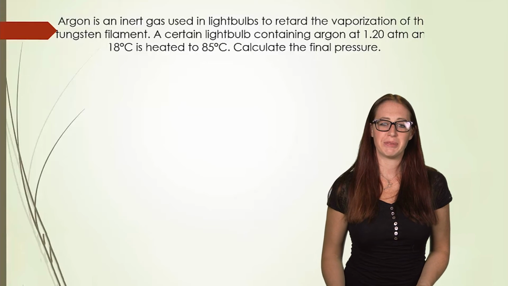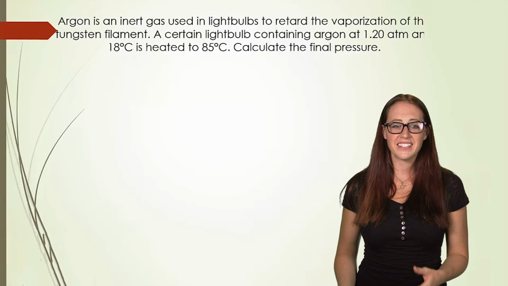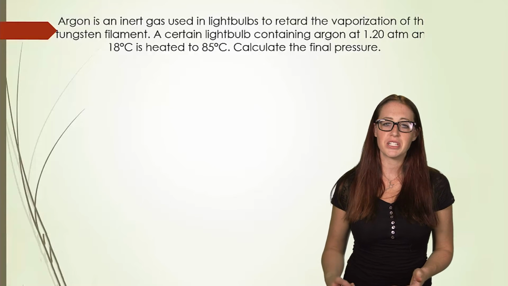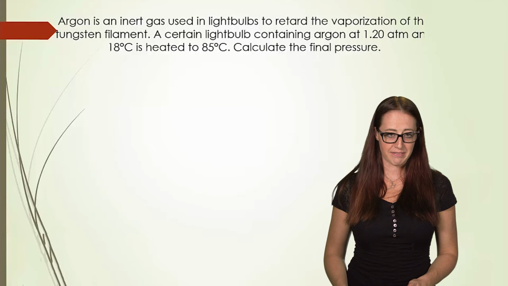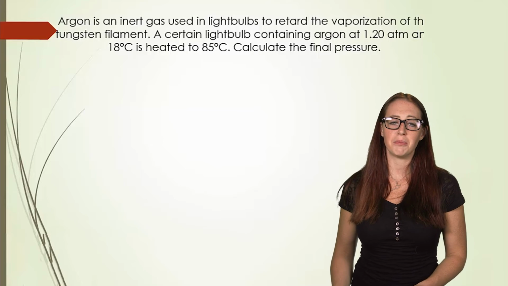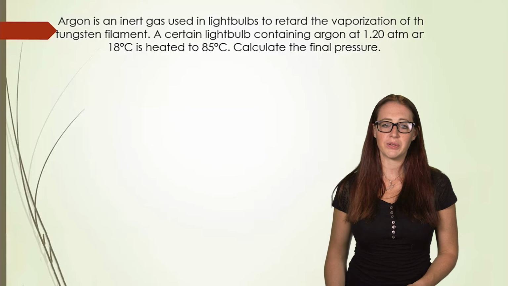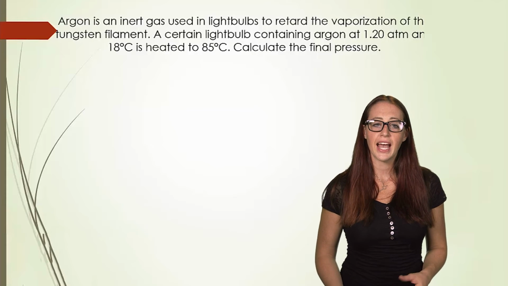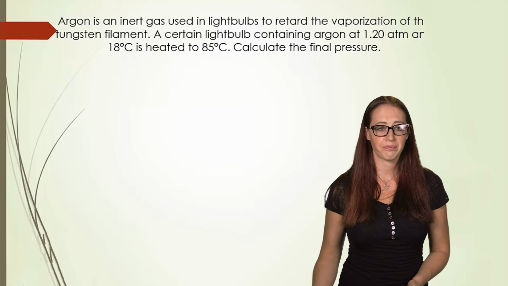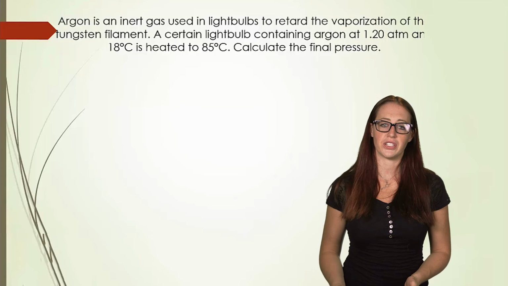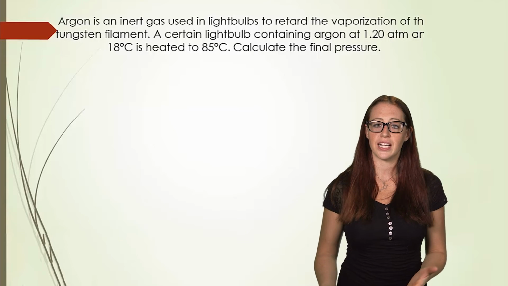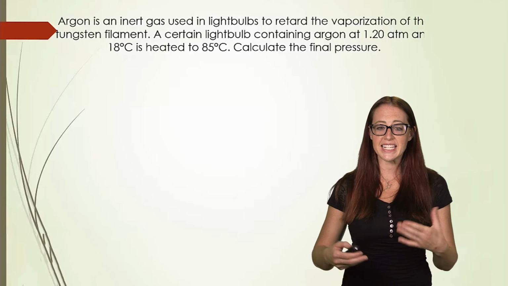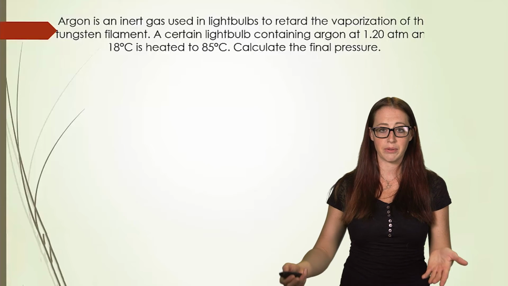Let's do another example. Argon is an inert gas that's used in light bulbs to retard the vaporization of the tungsten filament. A certain light bulb containing argon at 1.2 atmospheres and 18 degrees Celsius is heated to 85 degrees, and I want us to calculate the final pressure. This is a useful question for engineers because you would need to make sure that as you heat the light bulb, it's not going to have too much pressure for the glass and it would burst.